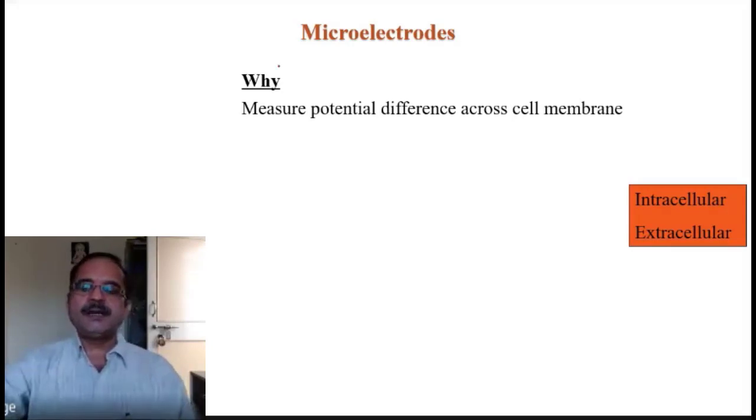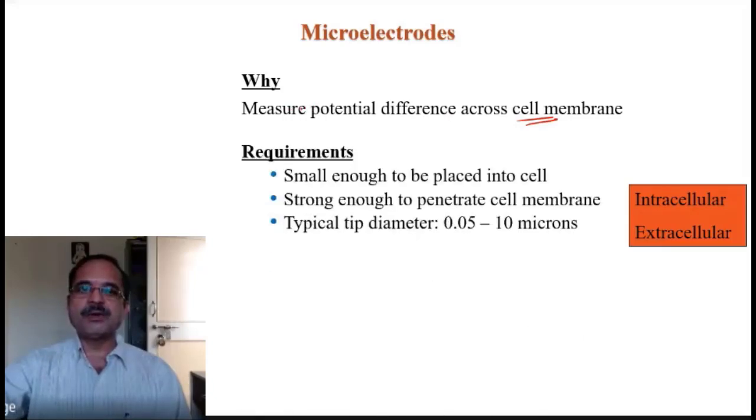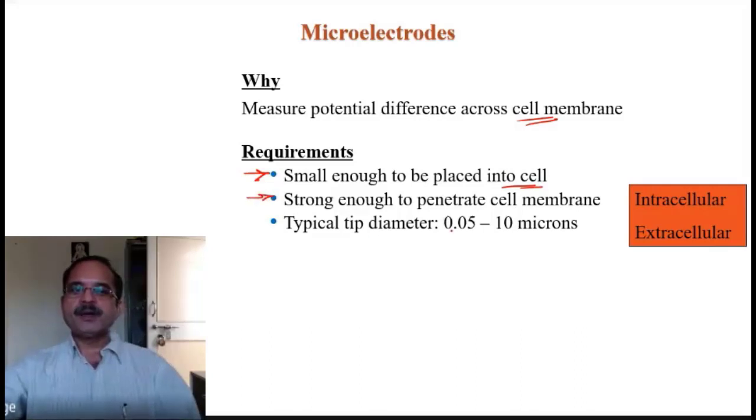Now sometimes it is necessary to carry out measurement of potential from a single cell, across the cell membrane. In that case, microelectrodes are used. What are the requirements of microelectrodes? They should be small enough. The size should be very small so that it can penetrate into a cell, as well as strong enough to penetrate the cell membrane. The typical dimensions are 0.05 to 10 microns.